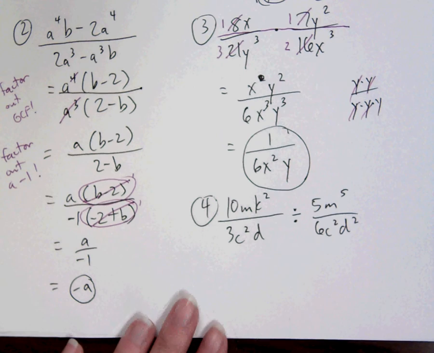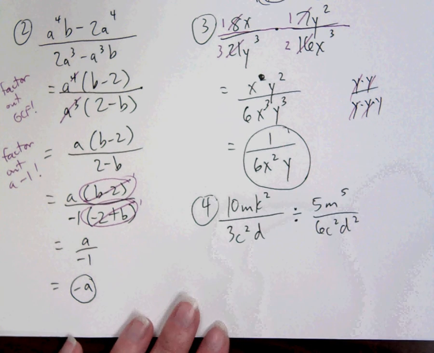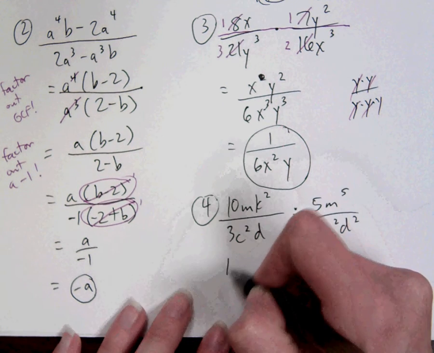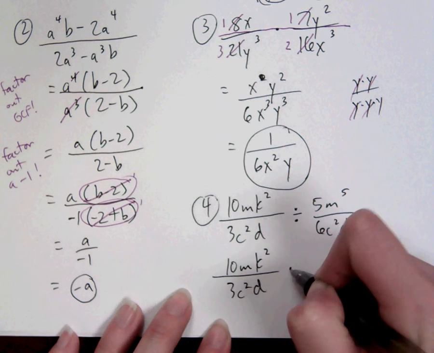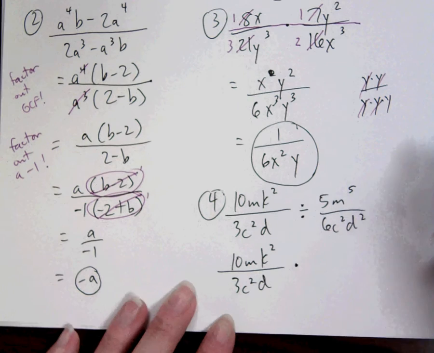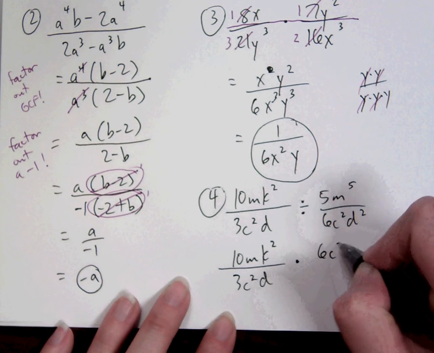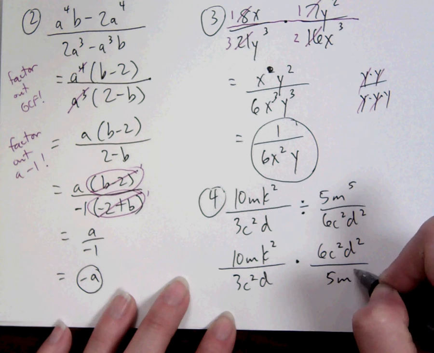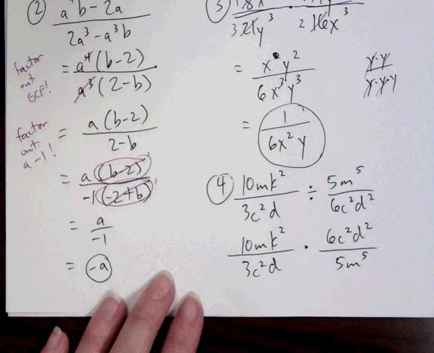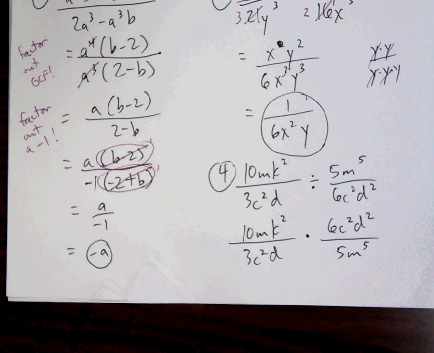Okay, so multiply by the reciprocal. So I'm going to rewrite this then as multiplying by the reciprocal. So the first one, remember, that's the one that stays the same. Multiply by the reciprocal. So the second one is the one we're taking the reciprocal of. So 6c squared d squared in the top, in the numerator, and 5m to the fifth in the denominator. Okay, and then we're going from here.